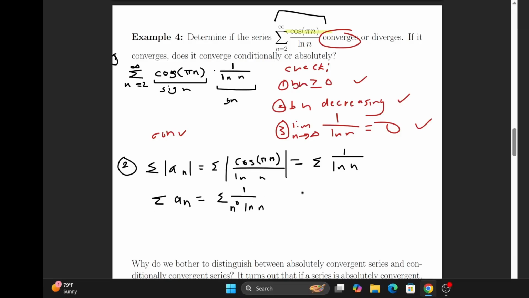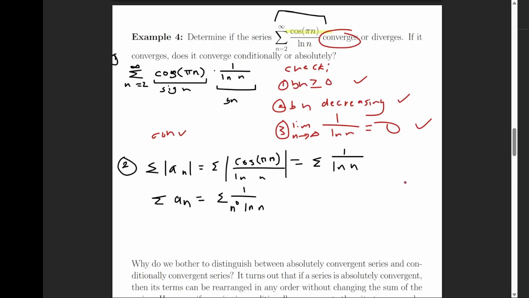So p equals 0, which in this case I could just write it here, which we know it diverges, right? Because p equals 0. So whenever p is less than 1, it diverges. If it's greater than 1, it converges. If it's equal to 1, you look at whatever q is.